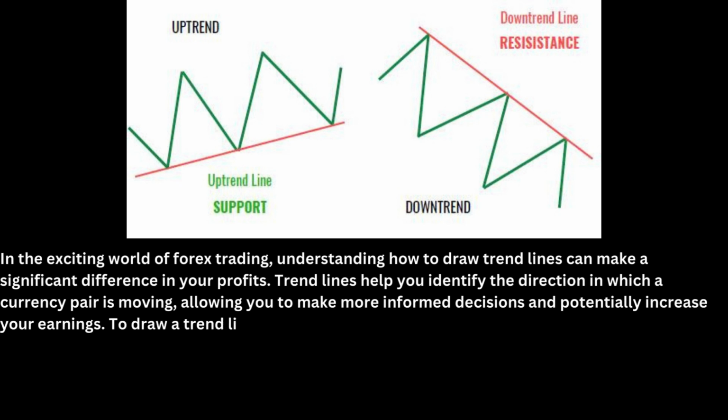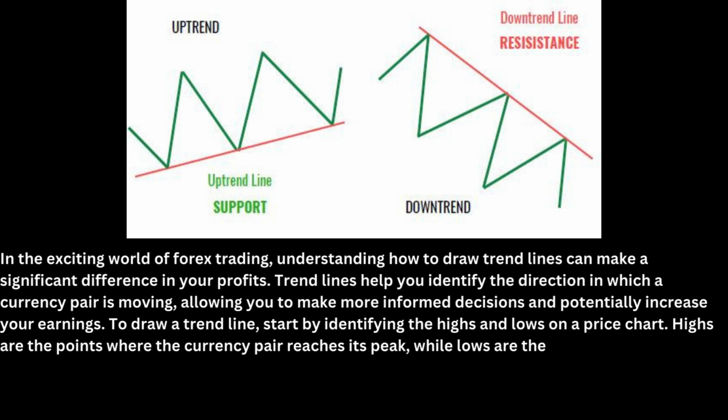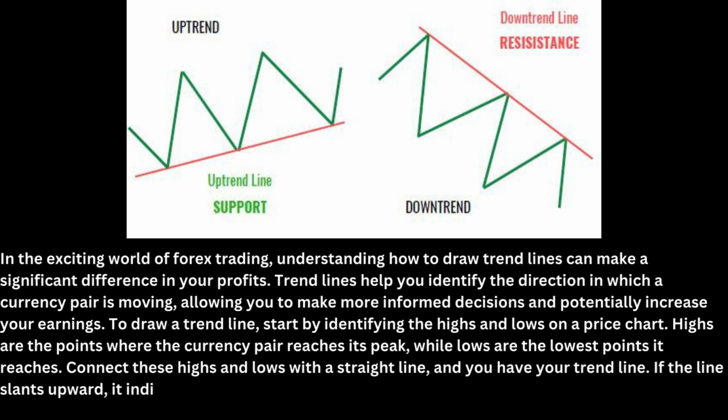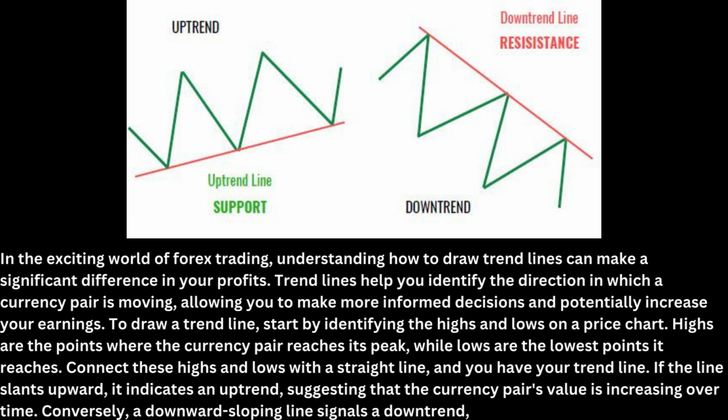To draw a trend line, start by identifying the highs and lows on a price chart. Highs are the points where the currency pair reaches its peak, while lows are the lowest points it reaches. Connect these highs and lows with a straight line, and you have your trend line. If the line slants upward, it indicates an uptrend, suggesting that the currency pair's value is increasing over time. Conversely, a downward sloping line signals a downtrend, meaning the value is decreasing.